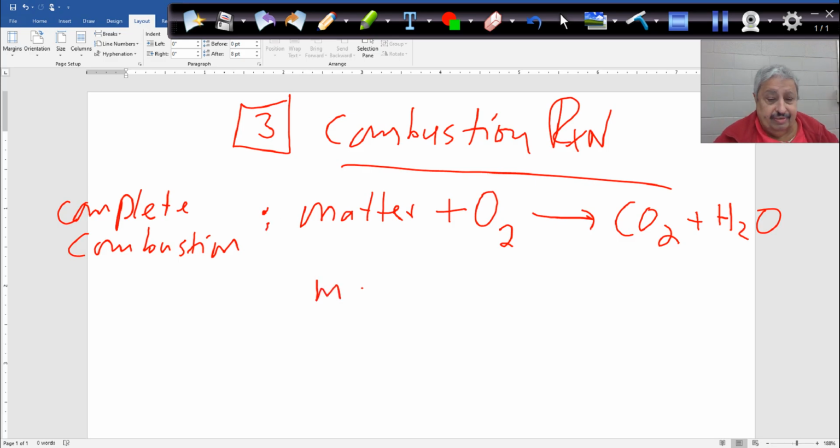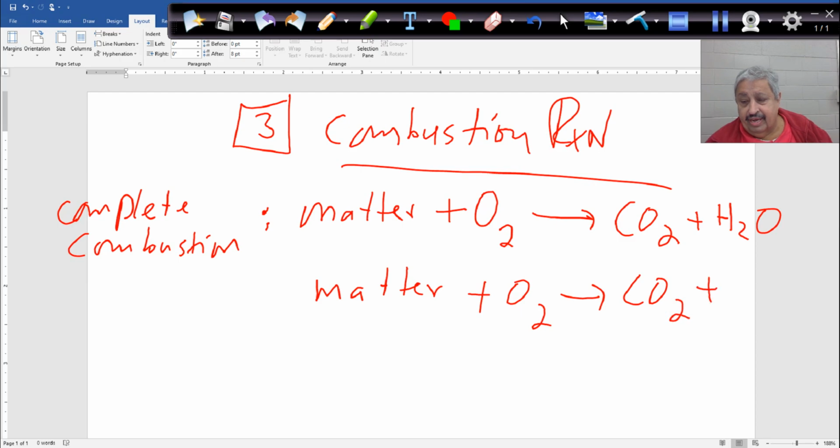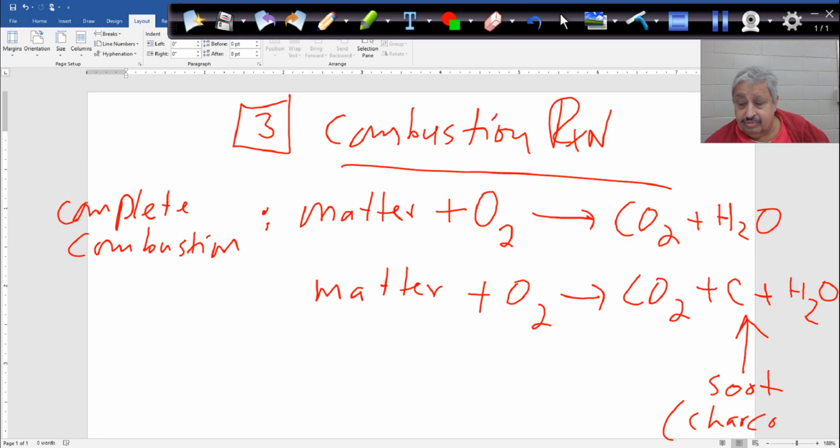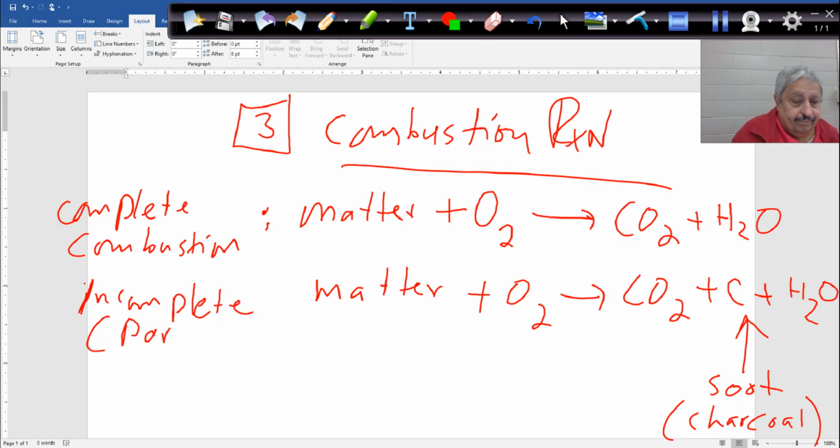If I have a matter here plus oxygen, and I get CO2, and then I have a soot here, and then H2O. So this soot here is sometimes called charcoal particulate. So charcoal particulates called soot, and this will be incomplete or partial combustion.